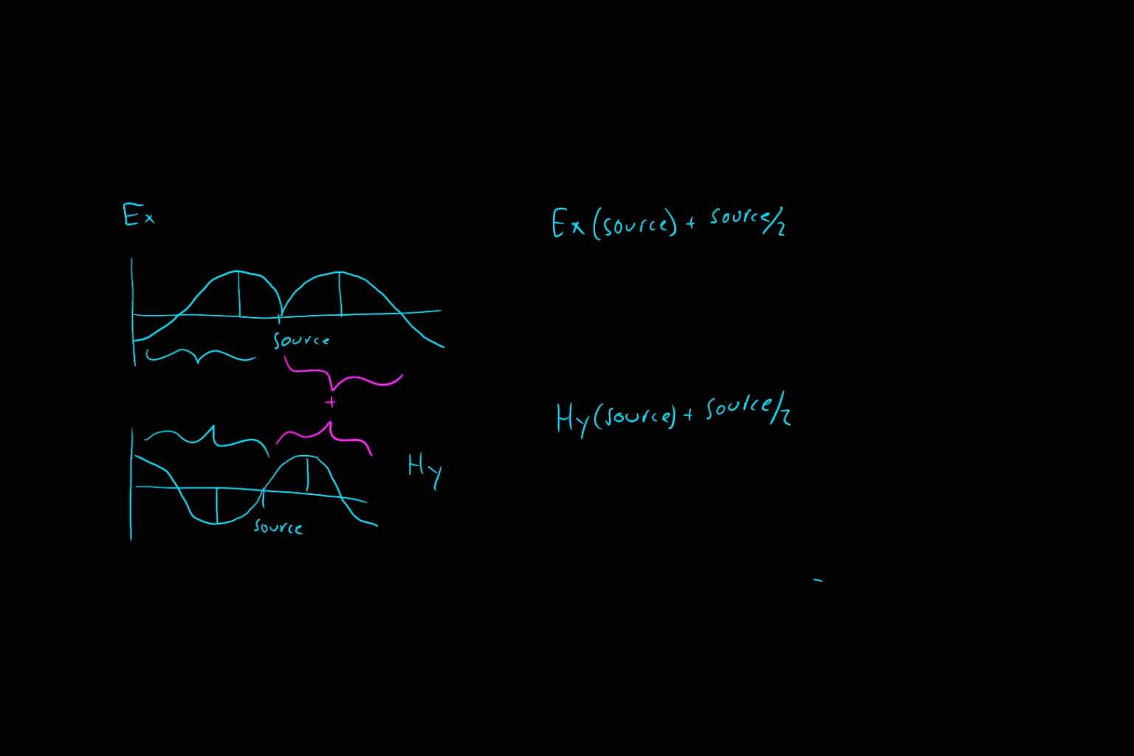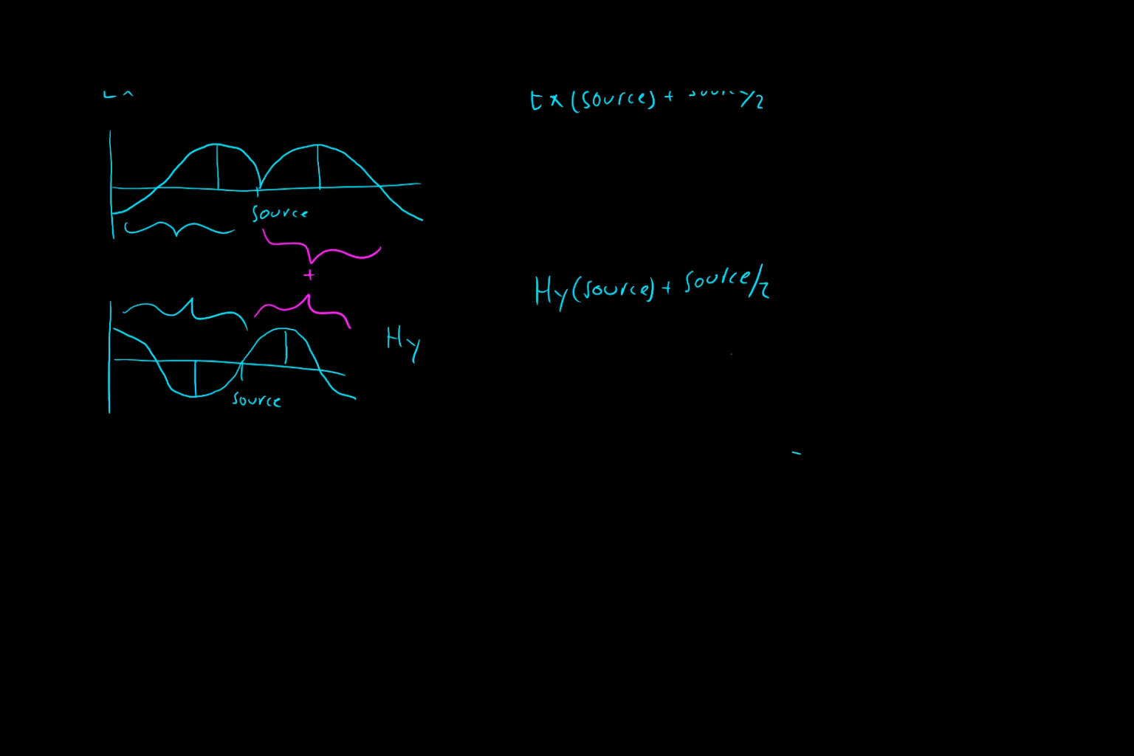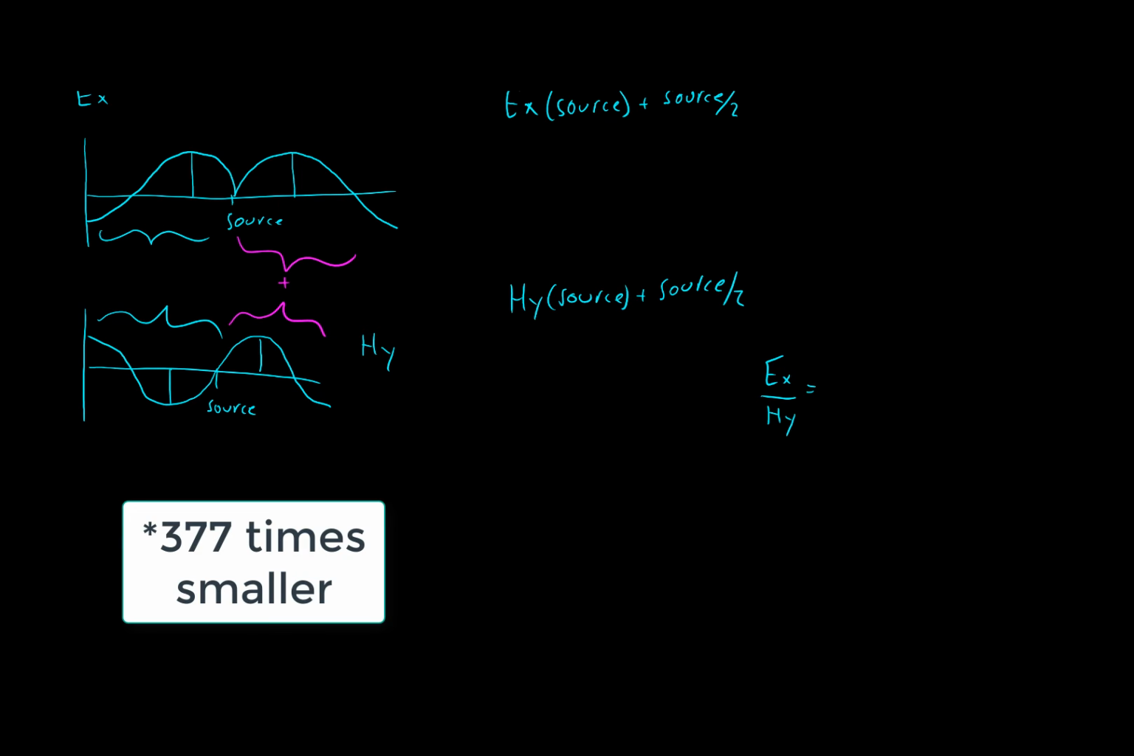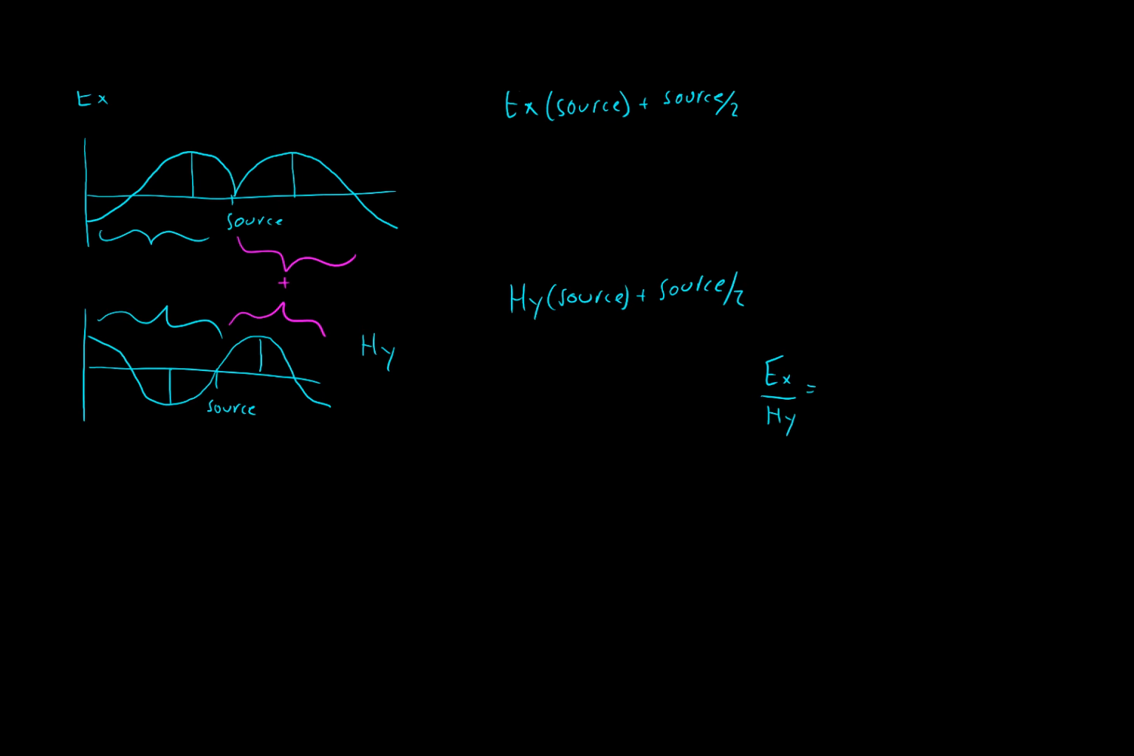Well, we're almost there, but there's a problem. Notice that the amplitude of Ex is not equal to the amplitude of Hy. It's actually about 360 times less. If you do Ex over Hy at any point, you'll end up getting something that looks like the square root of mu naught over epsilon naught, which is actually equal to roughly 377. Now, let's think for a bit. What unit could that be?